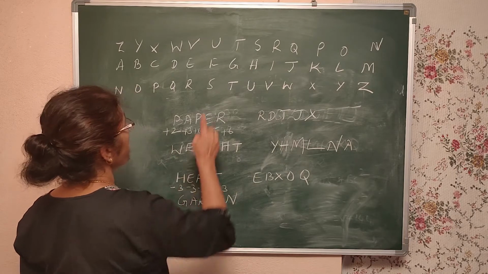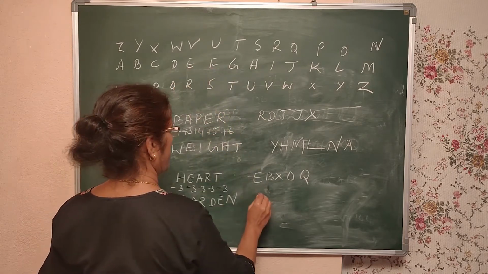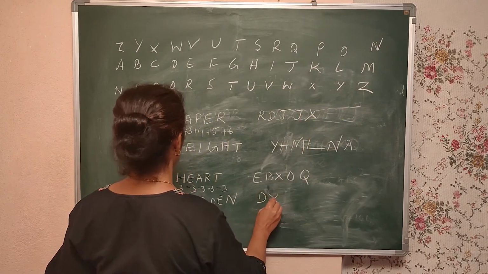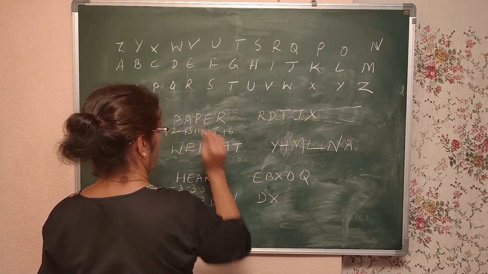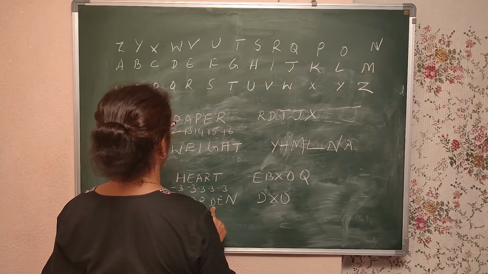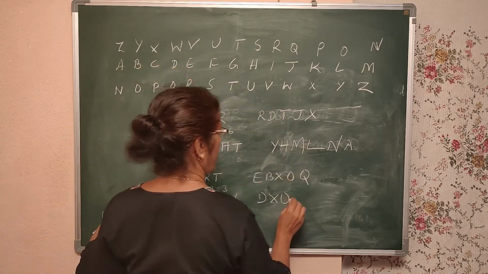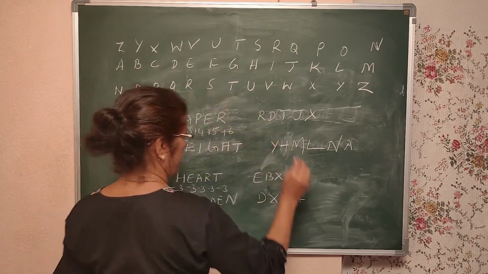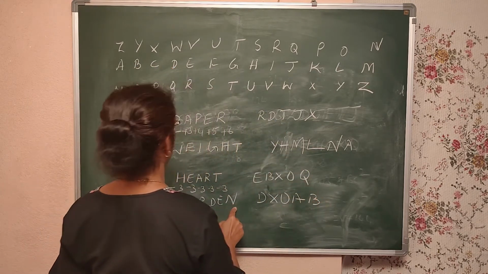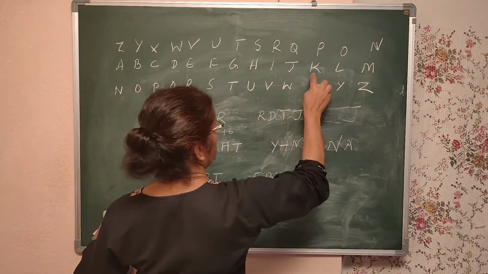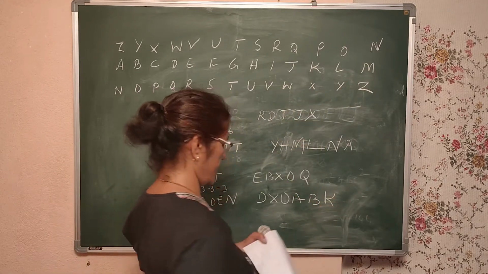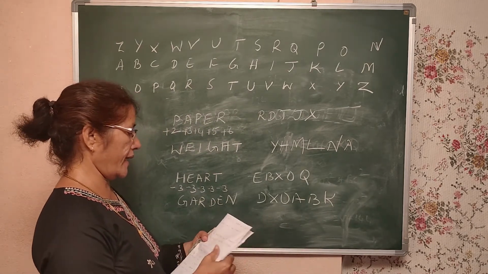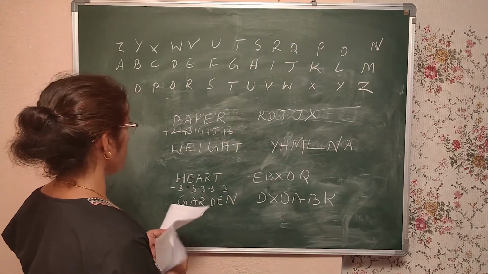So, garden: G, 1, 2, 3, D. A, 1, 2, 3, X. R, 1, 2, 3, O. D, 1, 2, 3, A. E, 1, 2, 3, B. N, 1, 2, 3, K. So, what is your answer? D, X, O, A, B, K. Next.